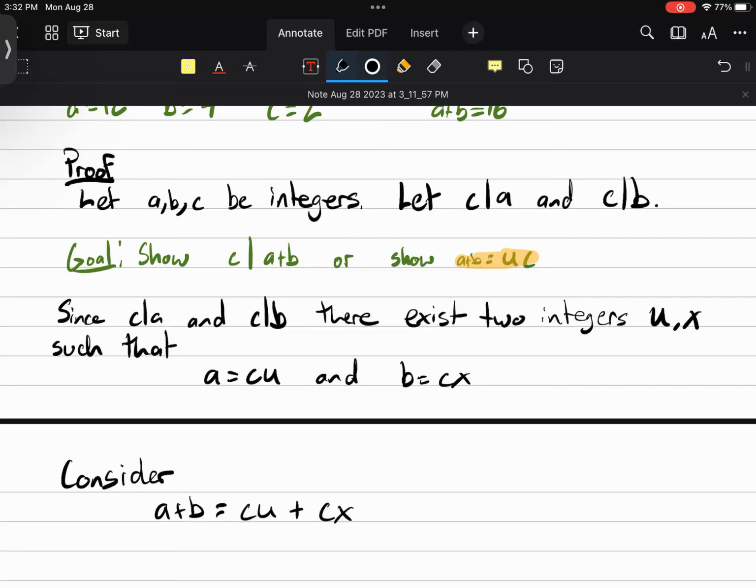I go, okay, can I work with this expression? Well, what do both of those have in common? C. So what can I factor out from both of those? C, and you get u plus x. And I now look at what I have. Even though it's a string of expressions through equalities, on the far left-hand side I have A plus B. And on the far right-hand side, I now have what? C times an integer. Because if I take two integers, u and x, and add them together, is it still an integer? Yes.